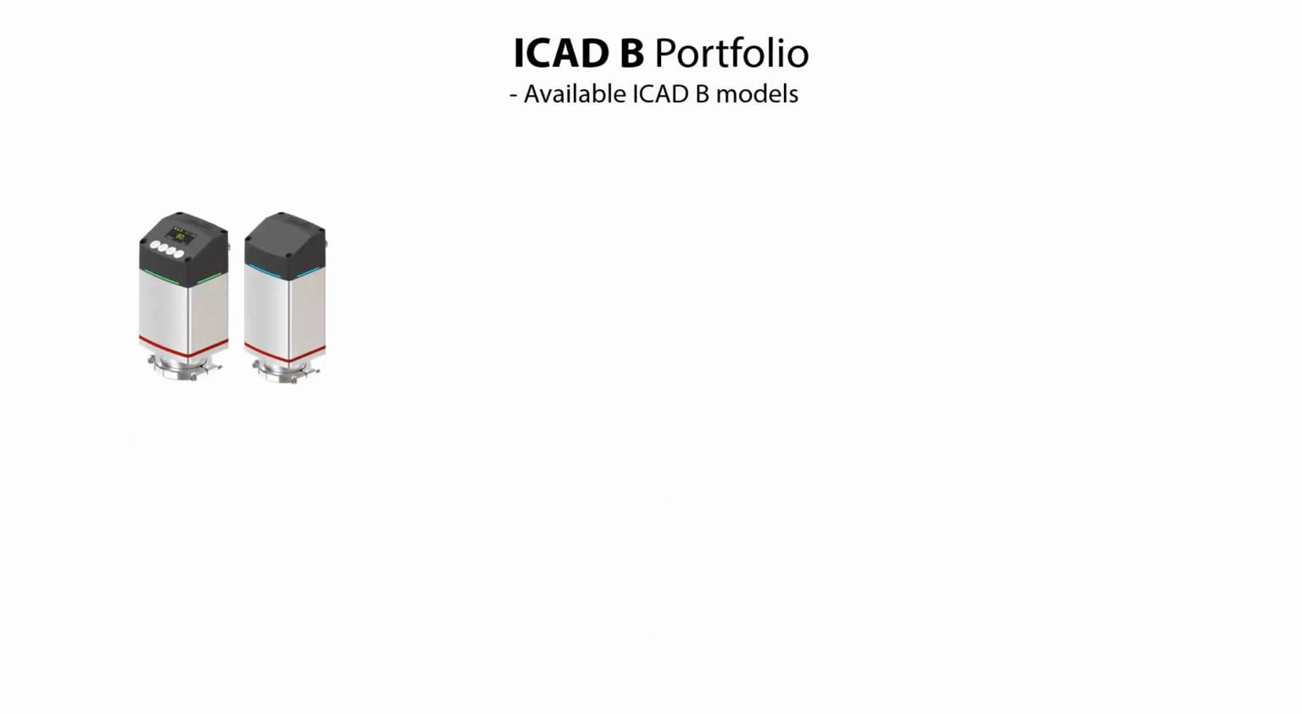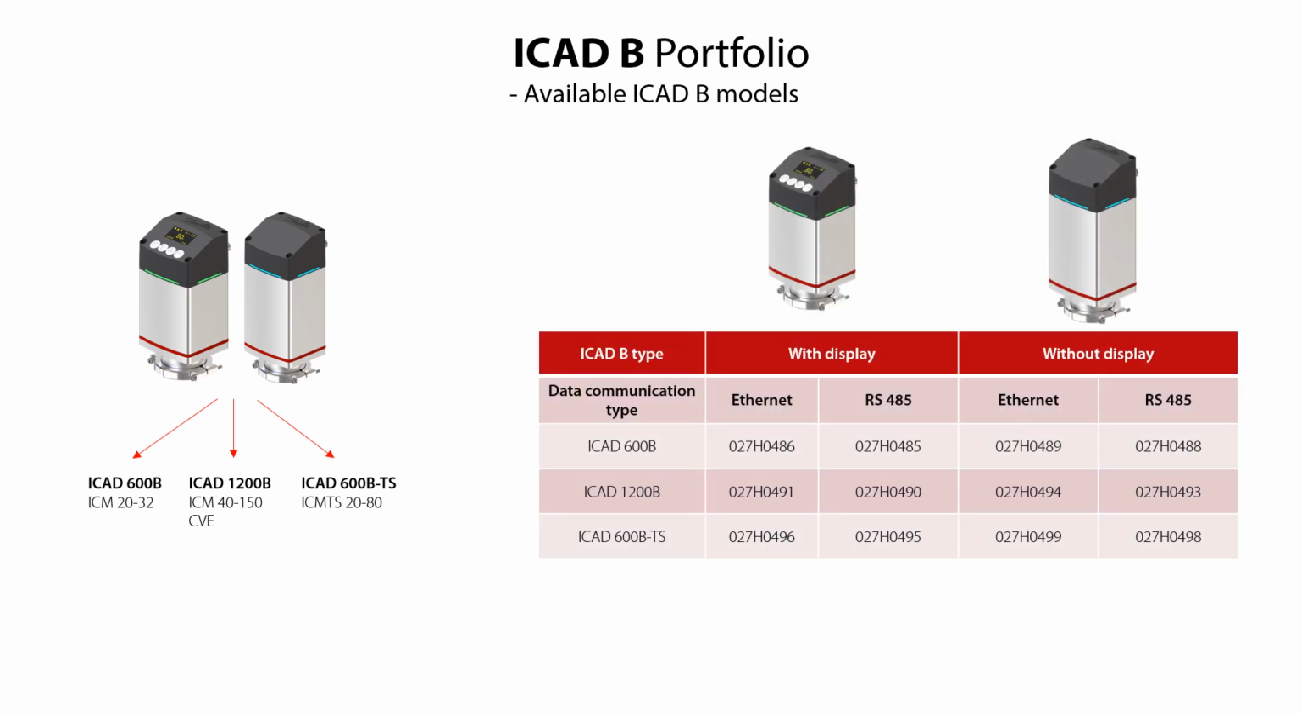There are 3 types of ICAD B actuators available for 3 valve types and sizes. These are specified here. ICAD 600B for ICM 20 to 32, ICAD 1200B for ICM 40 to 150 and CVE, and ICAD 600B TS for ICMTS 20 to 80.